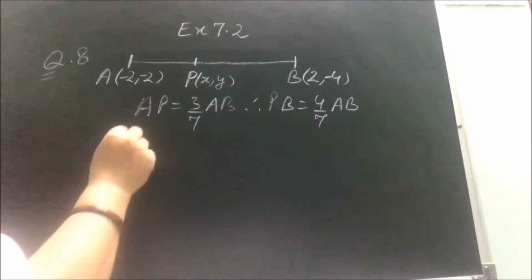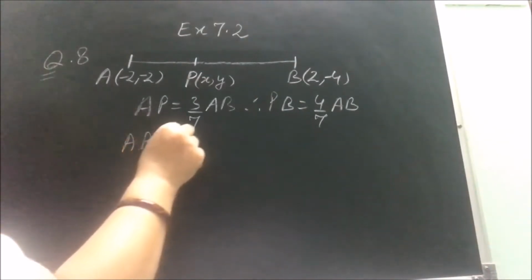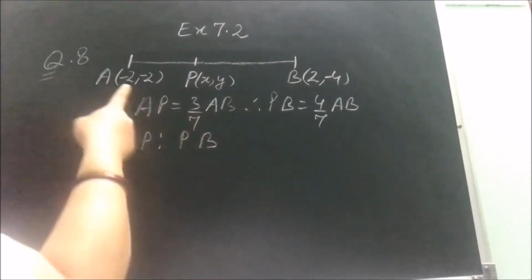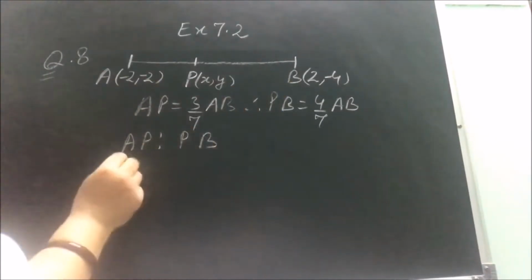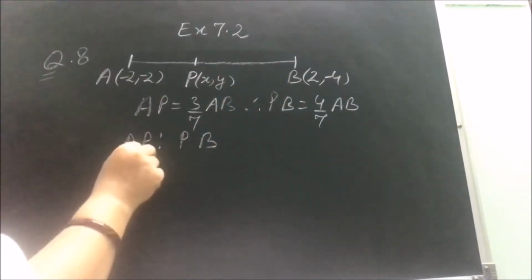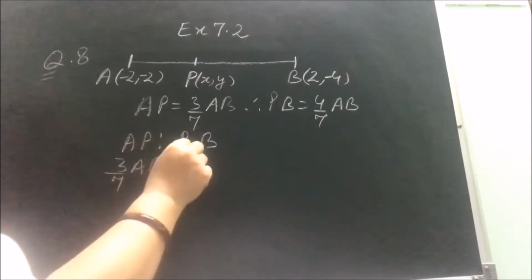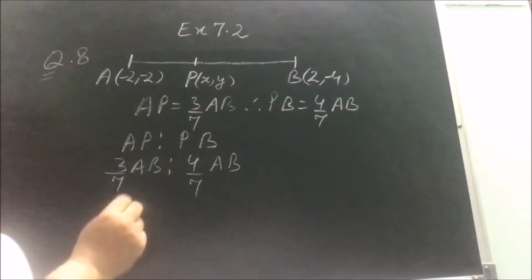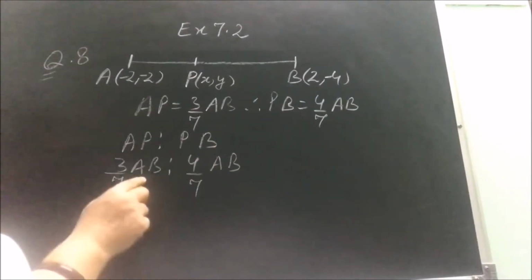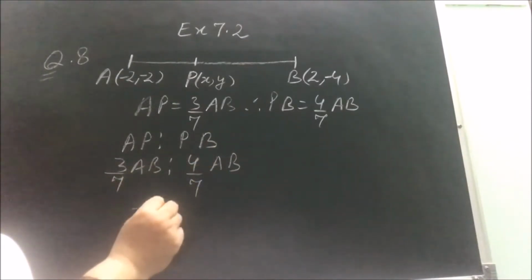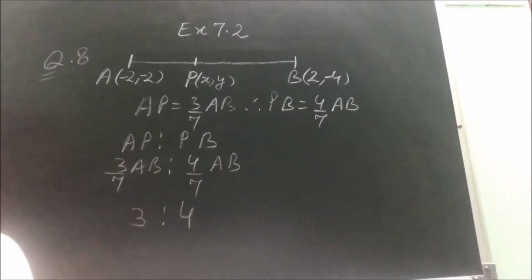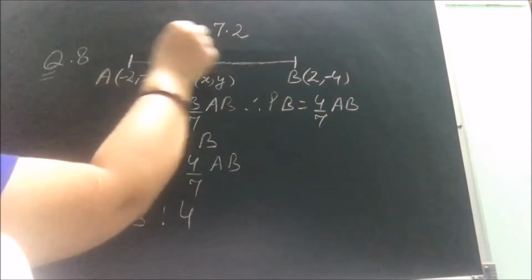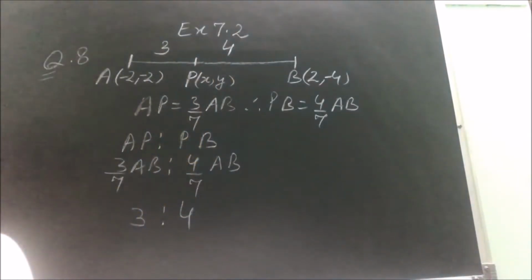Then we have to find out the ratio of AP is to PB. AP is 3 by 7 times AB and PB is 4 by 7 times AB. This implies AB cancels out and the 7s cancel. So the required ratio is 3:4.